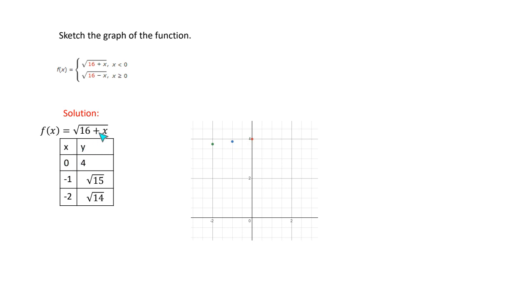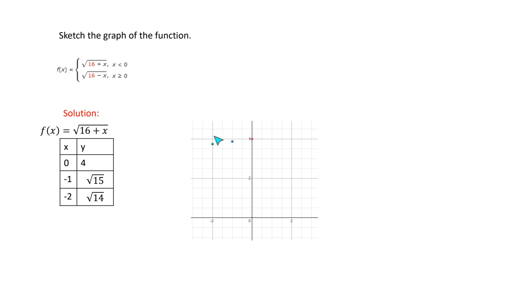So if I put 0 in for x, then I get 16 plus 0 is 16. The square root of 16 is 4. If I plug in -1 for x, then I get 16 plus -1, square root of 15. And then -2 would give me a square root of 14. If you want to plot these, you can use an approximation, the decimal here. But I went ahead and I plotted these 3 points. And I know it's a square root. And so I kind of have an idea what the shape should look like.